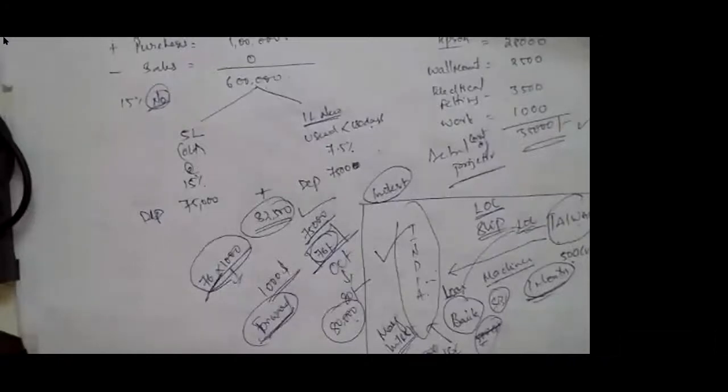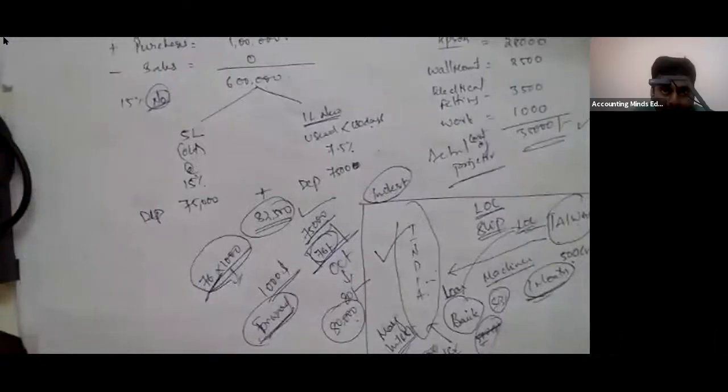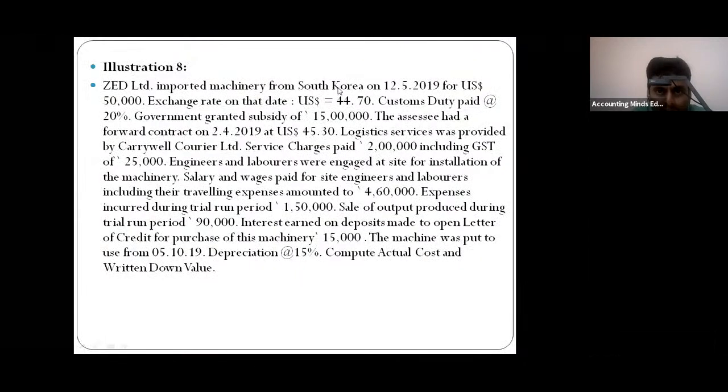So my dear friends, here also, for the South Korea asset of $50,000, which rate should we consider? 45.50. 45. Are you getting it?